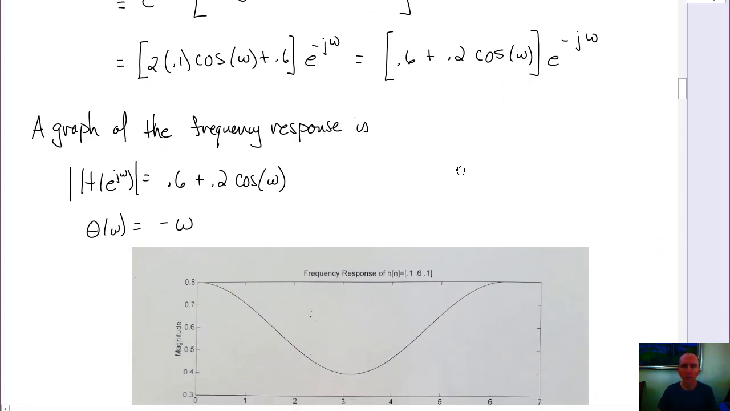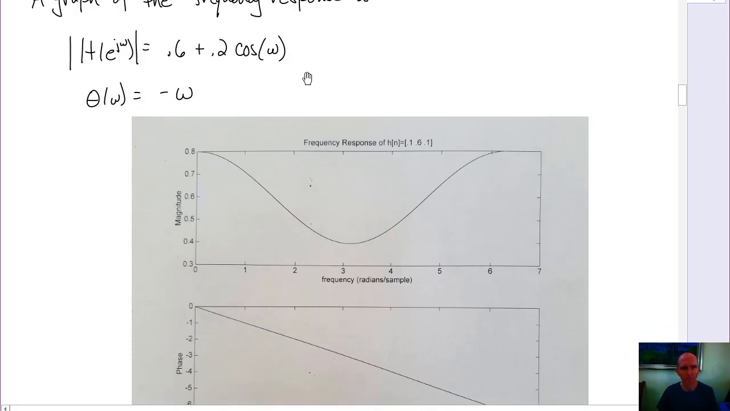Now let's look at the graph of the magnitude and the phase of the frequency response. The magnitude, if we were to graph the magnitude from 0 to 2 pi, let's start out 0, right, pi would be 3.14, this would be 2 pi here. So if we graph from 0 to 2 pi, we can see that, right, when omega is equal to 0, we have 0.6 plus 0.2, which would be 0.8. And then the smallest point is when cosine is negative 1, so it would be 0.6 minus 0.2, so it gets down to 0.4. And so this goes from a maximum magnitude of 0.8 down to a minimum magnitude of 0.4, and then back up.